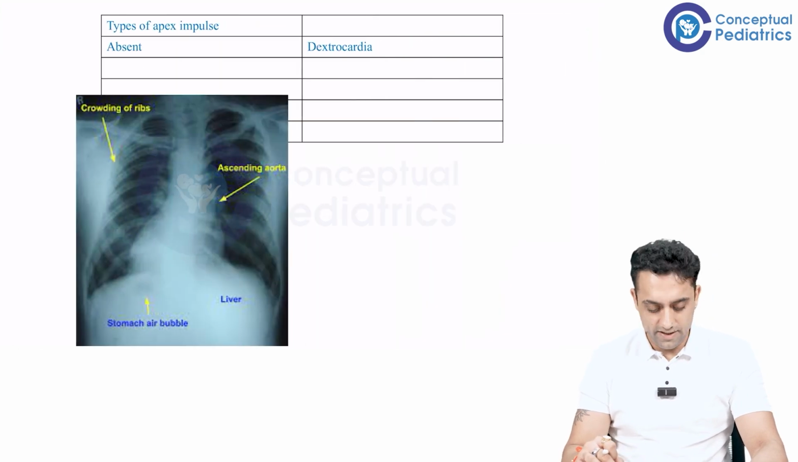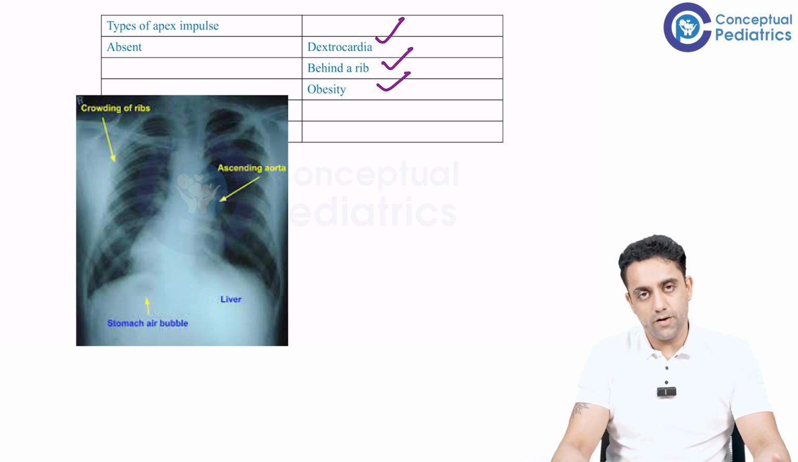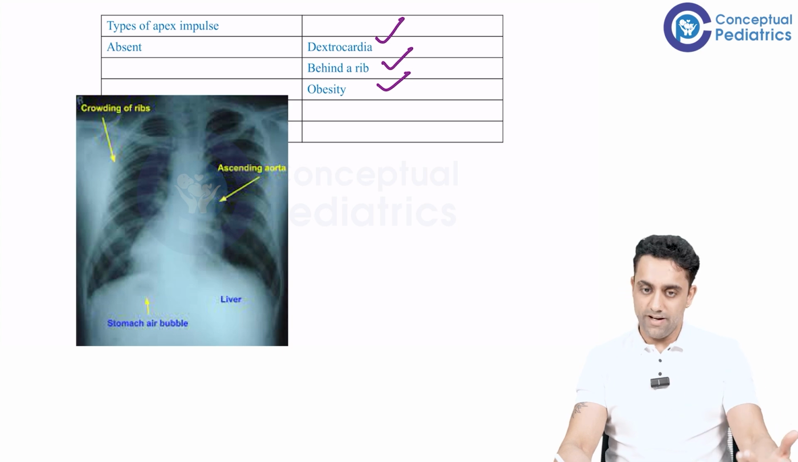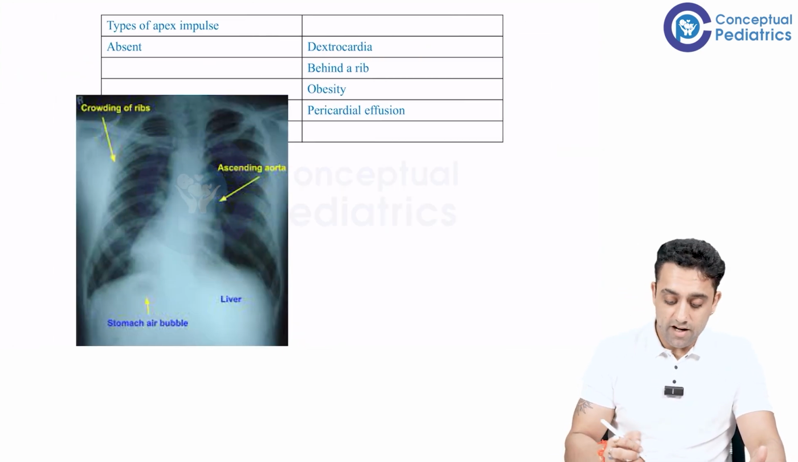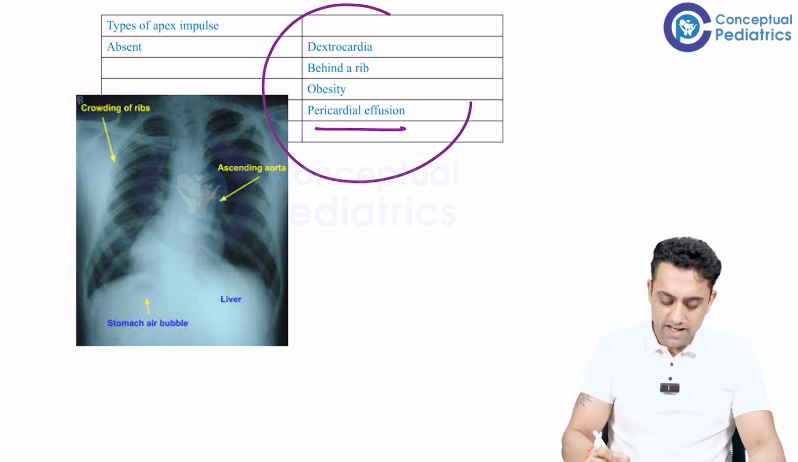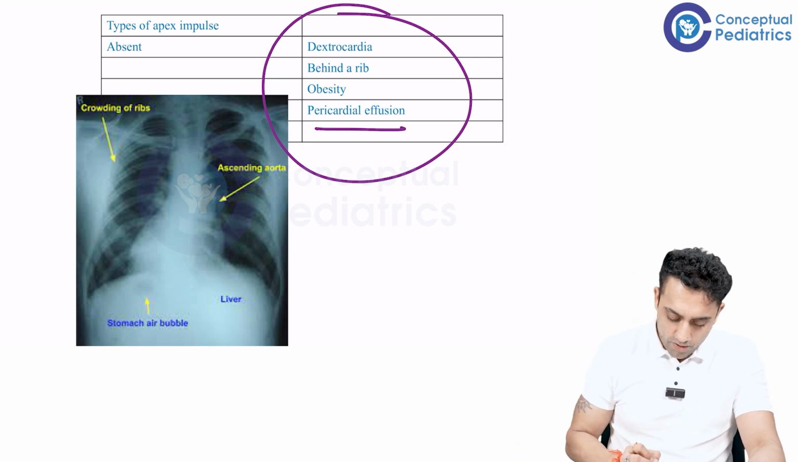Number one, behind the rib. So behind the rib, obesity, and yes, dextrocardia, Kartagener syndrome. There the apical impulse over here will be absent. Dextrocardia, behind the rib, and obesity. And when there is too much fluid, massive pericardial effusion, you will have an absent apical impulse. Very important that you should know.